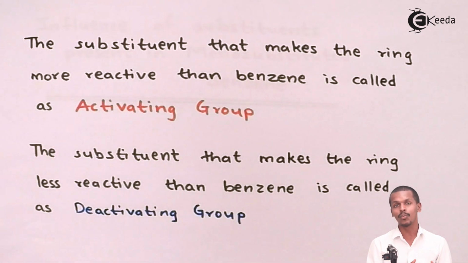Suppose a monosubstituted benzene is undergoing another substitution reaction. The group already present will decide on which carbon atom the other group should be attached, that is, the position of the carbon atom. That is what we are going to talk about: what is ortho, what is meta, and what is para position. So let me recall it again.